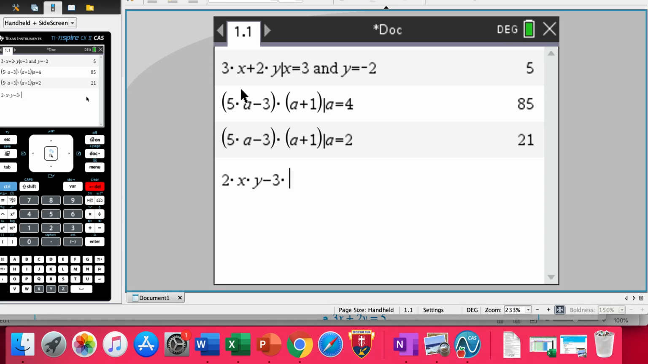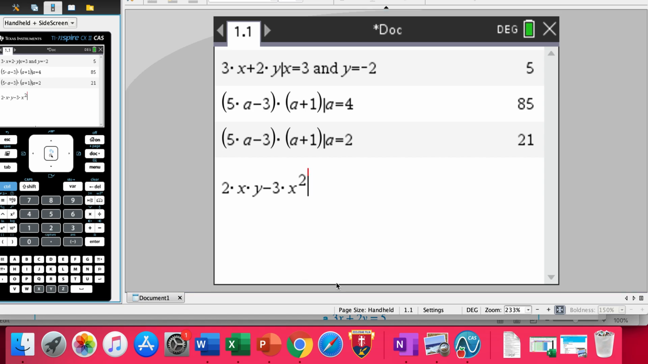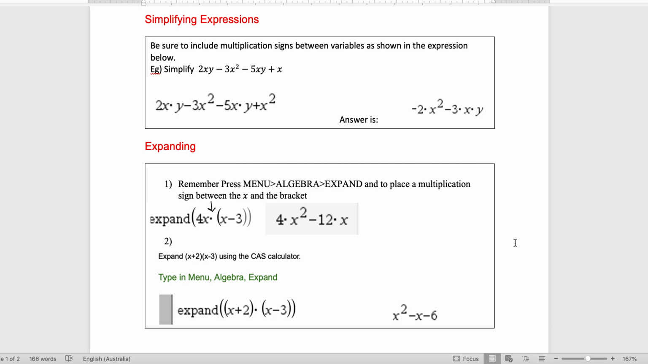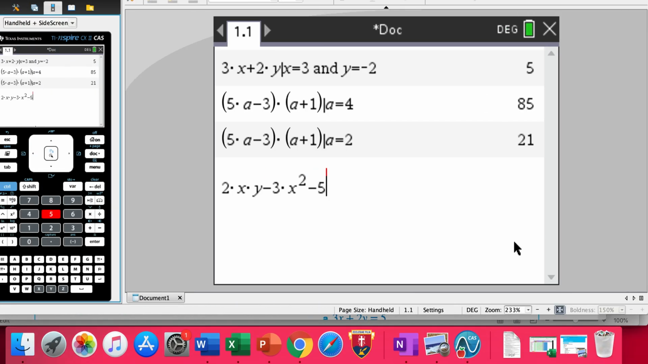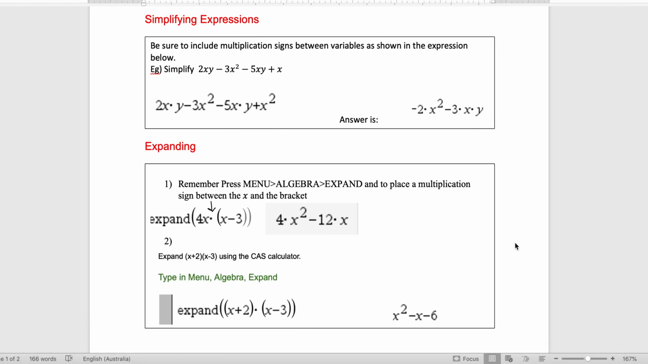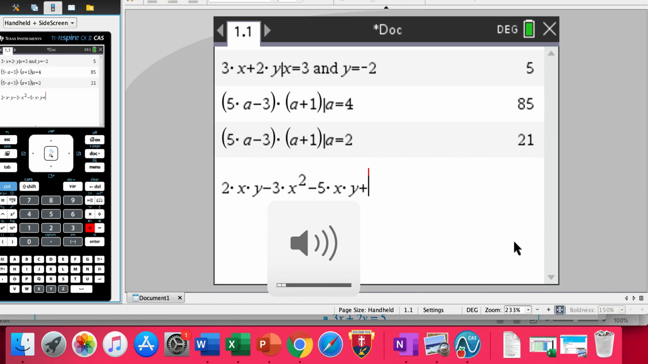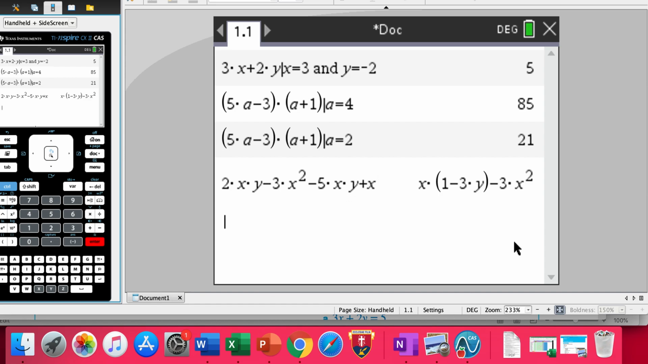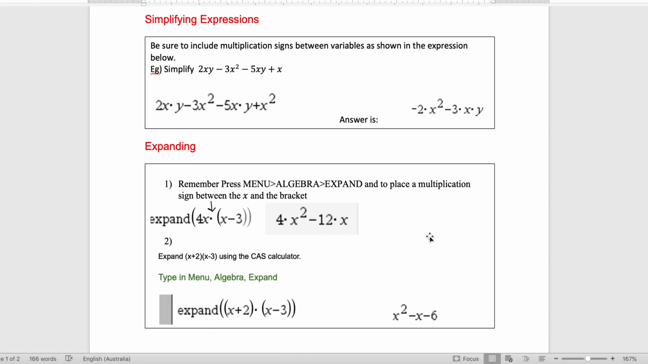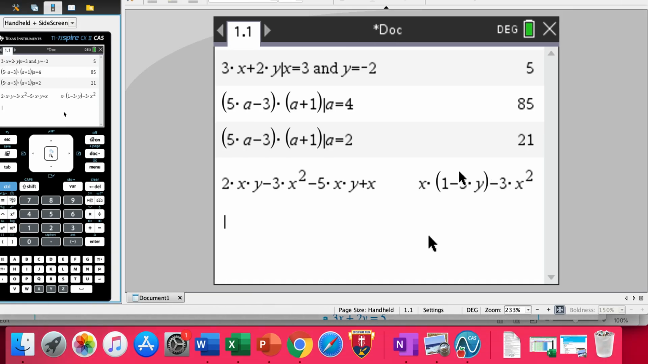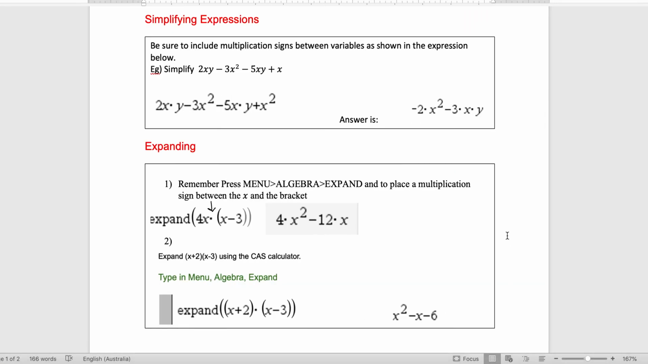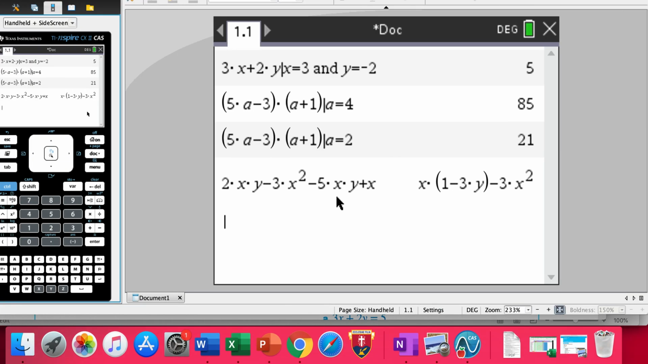Take away 3 times y. No, 3 times x squared. So x squared, where's my square here? Good. Take away 5 times x times y plus x. When I press enter, it didn't work. I'm just trying to see what happened here.